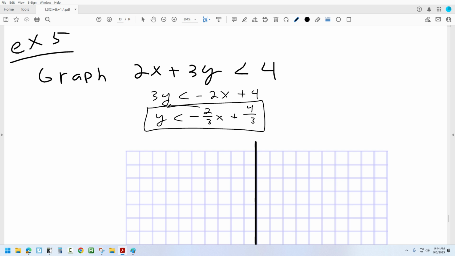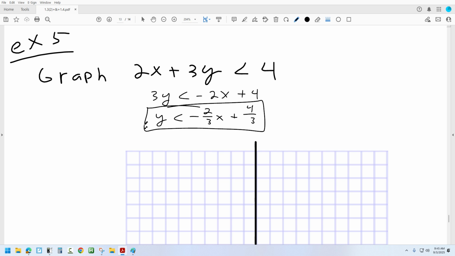Divide by a negative. Yep. If you divide or multiply both sides of an inequality by a negative, you need to flip the sign. Okay. So now we've got our line that we need to draw in y. It's like y equals mx plus b, but it's y is less than.